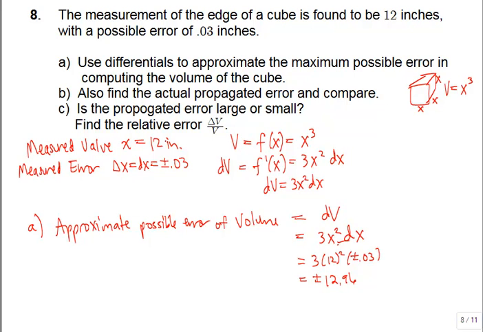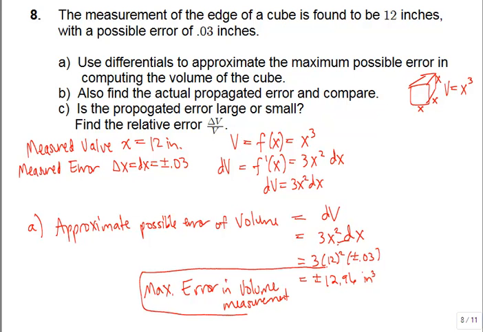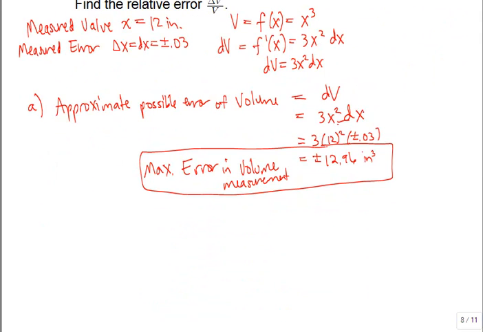If our sides were measured in inches, then volume would be inches cubed. So this means that our maximum error in our volume measurement is at most off by 12.96 cubic inches in either the positive or the negative direction. So we're off by at most that much. That's what we just figured out, approximately. And that's just the approximation because that was using the differentials.